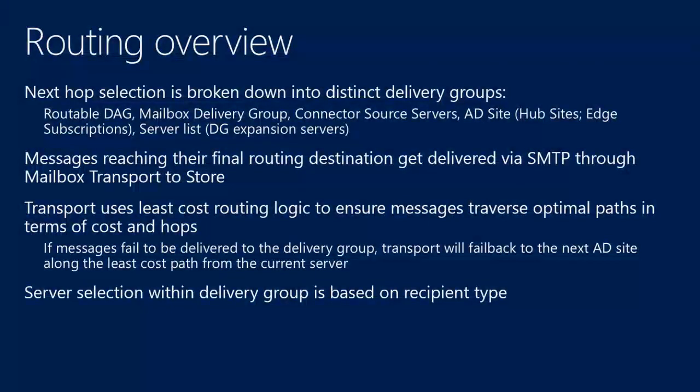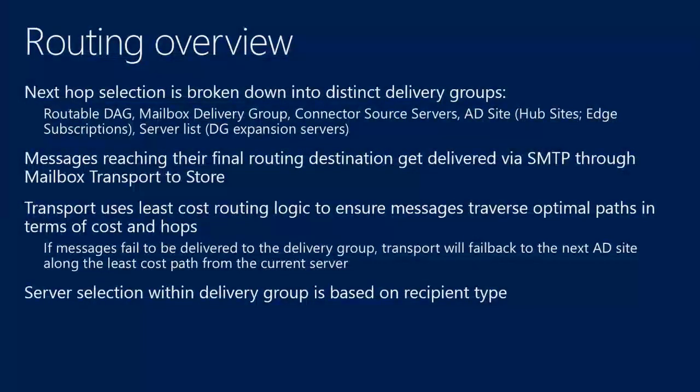We also have other delivery groups. We have the mailbox delivery group. Mailbox delivery group is used in a native Exchange 2013 environment for any scenario in which you don't actually have a DAG, so just a standalone mailbox server. It's also used for delivery to a mailbox that is versioned for 2007 or 2010, so the final destination is one of those mailbox servers. We also support connector source servers. When you define on a send connector that you're targeting a specific mailbox server or a set of mailbox servers, that's a delivery group that we will want to route to one of those servers on that defined connector.